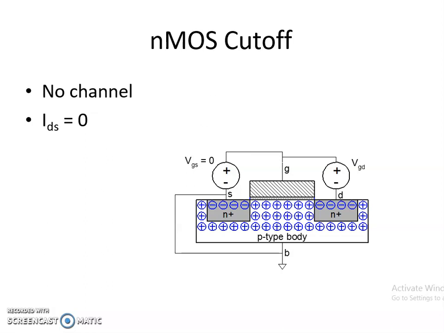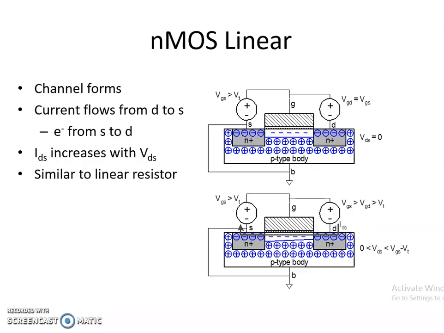First region, that is the cutoff region. Here the gate potential is less than the threshold potential, while the gate to drain potential VGD can be anything. Since the gate potential is less than the threshold potential, no inversion layer or channel is formed, and therefore there will be no current. So IDS will be zero, and this type of operation is called the cutoff operation of the transistor. So when VGS is less than the threshold potential, the transistor region is the cutoff region.